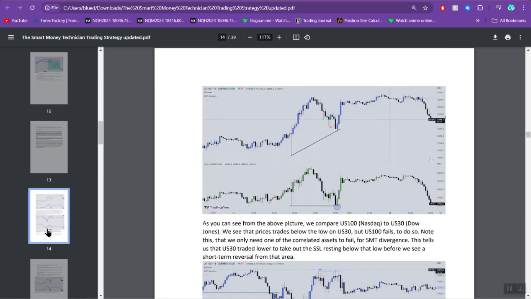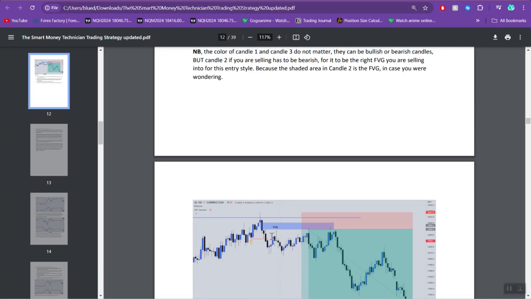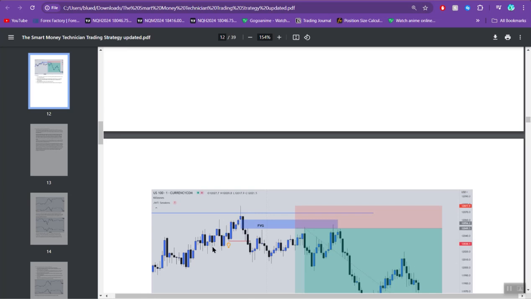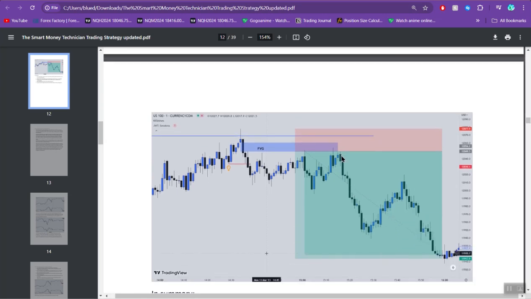So we can just quickly recap. In the previous lesson we showed how we could use the market structure shift from a lower time frame to be able to find an entry when we see that liquidity has been taken. In this case, buy side liquidity was taken and we break structure to the downside on the lower time frame. We form a fair value gap. Price then returns back to the fair value gap, which is our entry point. We will enter, we'll place our stop loss above the high, and we will look to ride price, anticipating that it is going to reverse, right?